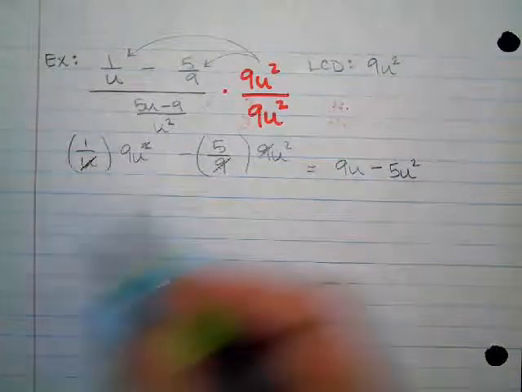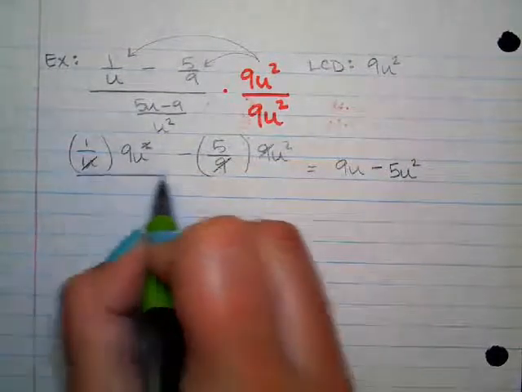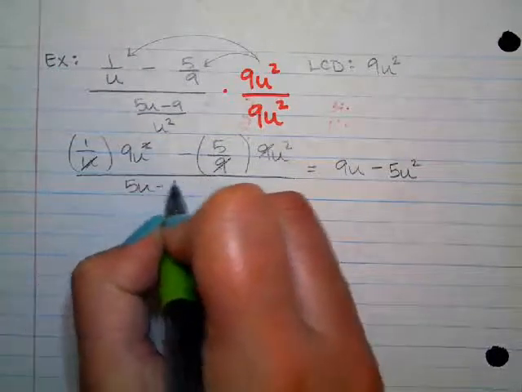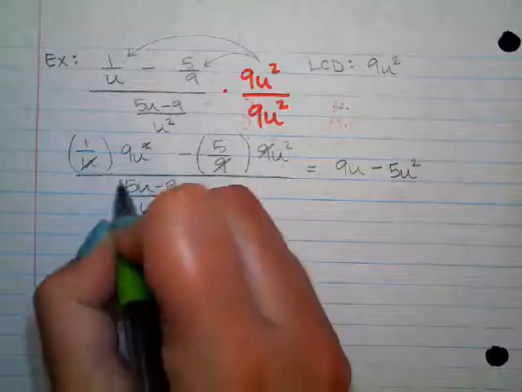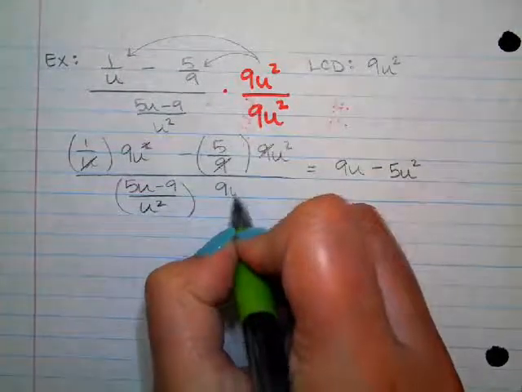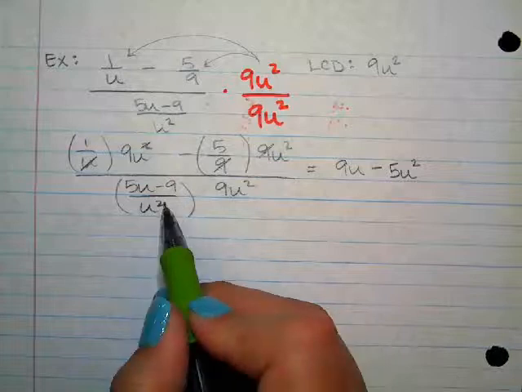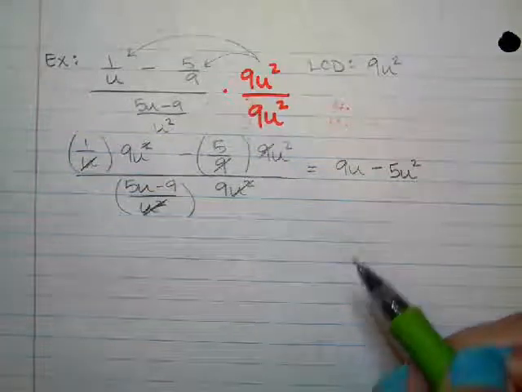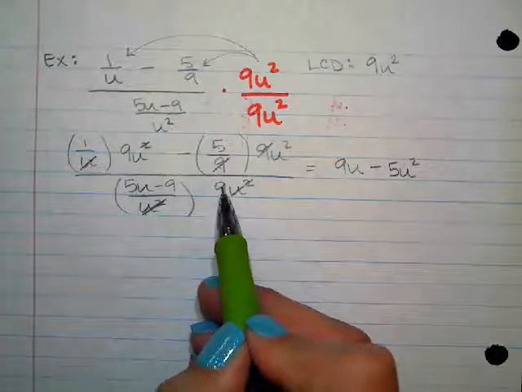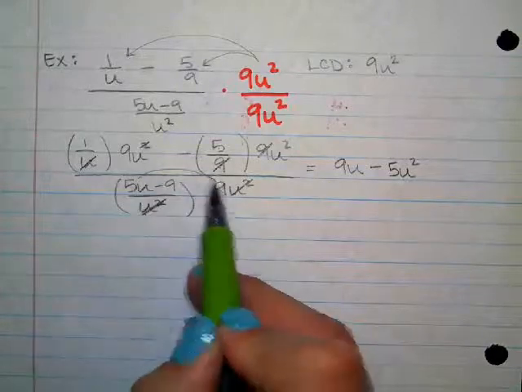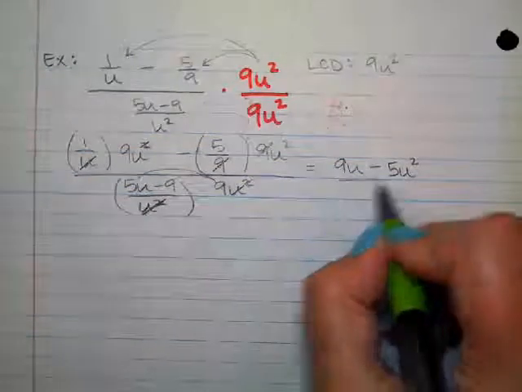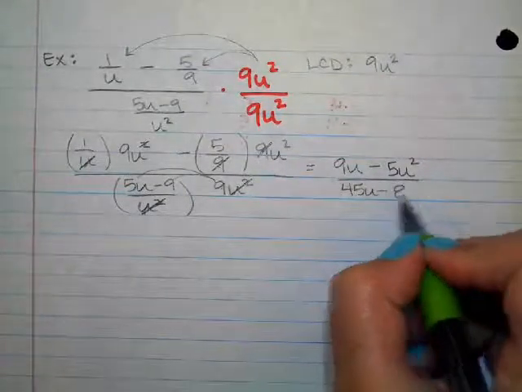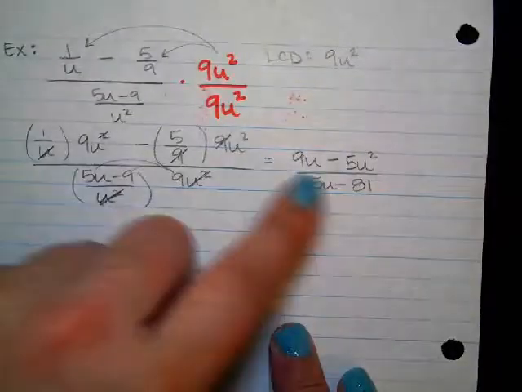And then on the bottom, we have a 5u minus 9 over u squared times a 9u squared. So here we're going to have a divide by u squared canceling with a times u squared. And then we just have to take this 9 and we can distribute the 9. So 9 times 5 is 45u minus 9 times 9 is 81. And at this point we are very close to finding our answer.